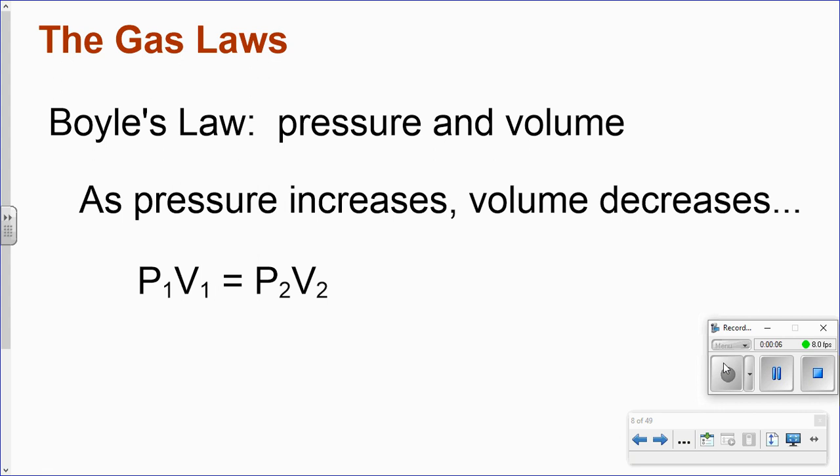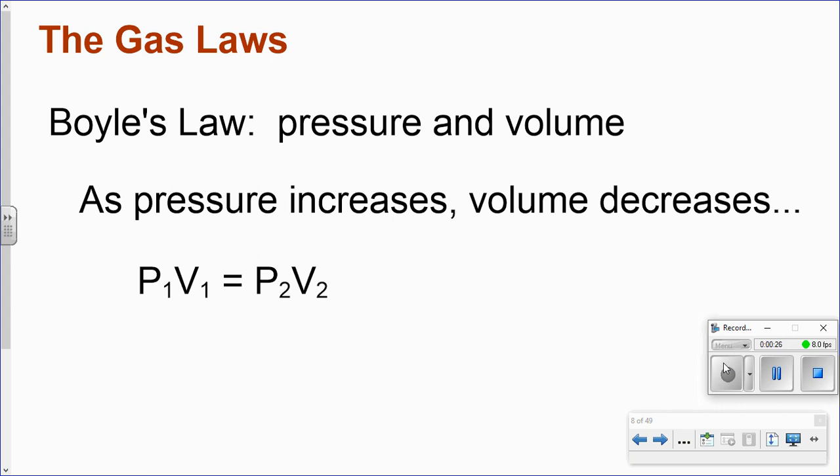Okay, so there's about 3 or 4 gas laws that we'll discuss today in this video. The first one is Boyle's law, and to discuss the gas laws as a whole, we're going to look at how pressure, volume, and temperature all affect each other. Typically we'll look at how pressure and temperature affect the volume of a gas.